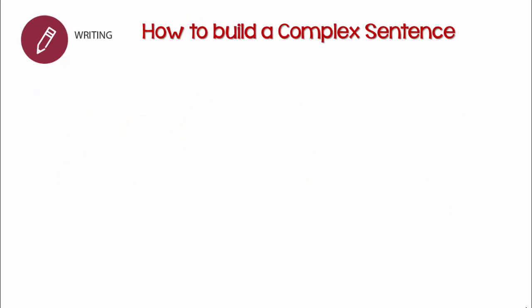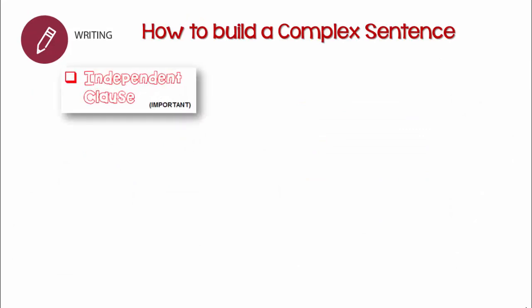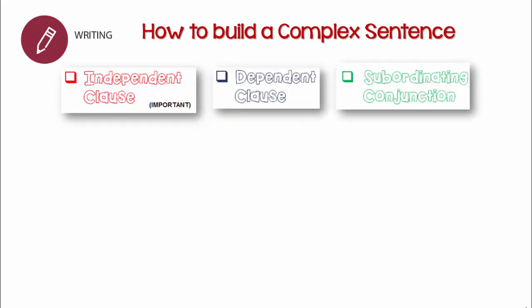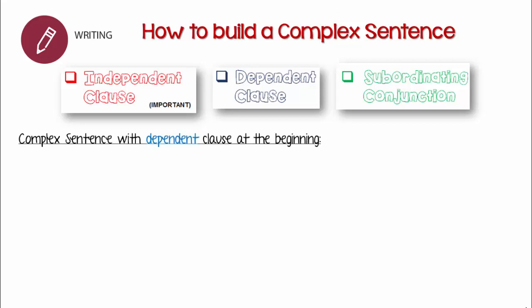So how do we build a complex sentence? I need an independent clause, which is the most important part of the sentence. I need a dependent clause, and I need a subordinating conjunction.